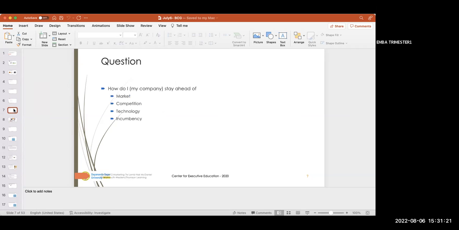Now, all that looks nice, but how do I stay ahead of the market? How do I stay ahead of competition? How do I stay ahead of technology? And how do I beat incumbency? What is incumbency? You get bored of the same thing, right? The incumbent factor.